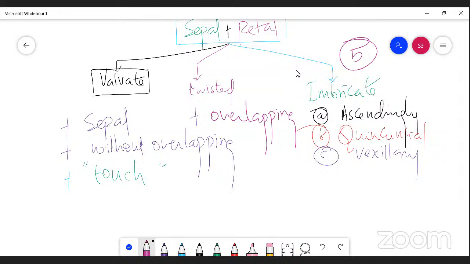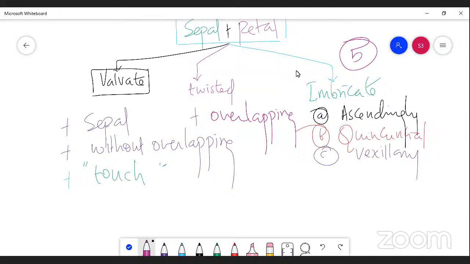Now, as I said, in imbricate distribution there will be 5 petals or 5 sepals, all arranged with overlapping, among which one is exterior, one is interior, and the remaining 3 are in and out. Such a condition is broadly divided into 3, ascendingly, that means the arrangement of sepals or petals in ascending order. Whereas the quincuncial means one is outer and another one is inner, right? And of the remaining 3 petals, one more petal is also outer. So that is called the quincuncial.